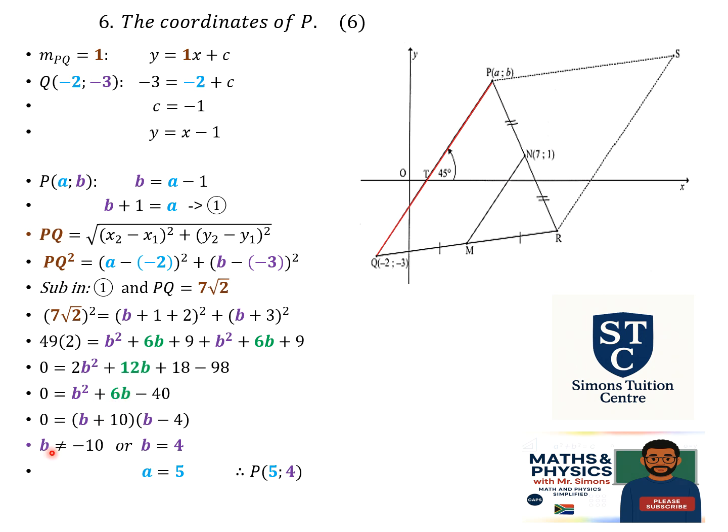Now, they said A and B must be greater than 0, so B can't equal negative 10. If you look at P, it's in the positive first quadrant, so therefore B equals 4. If B is 4, 4 plus 1 gives me A equal to 5. Therefore, the coordinates of P are 5 and 4.